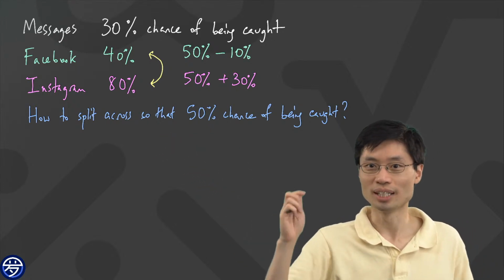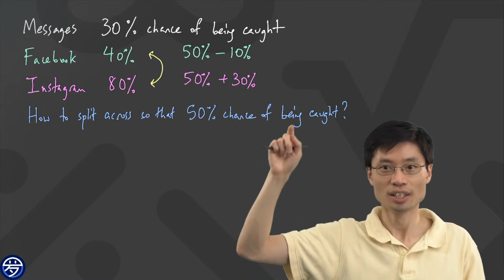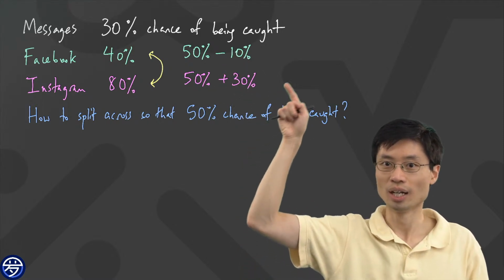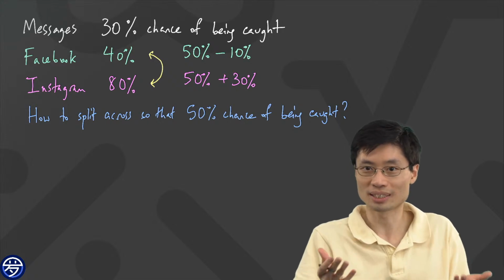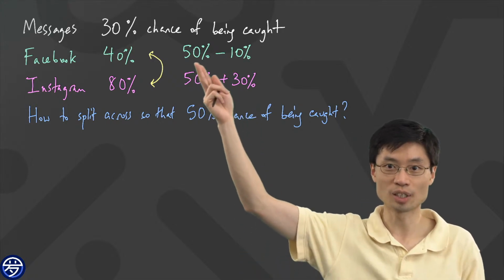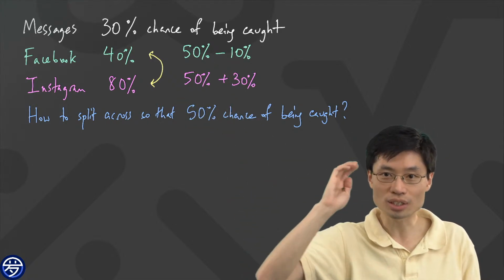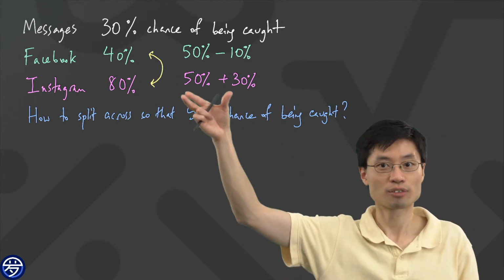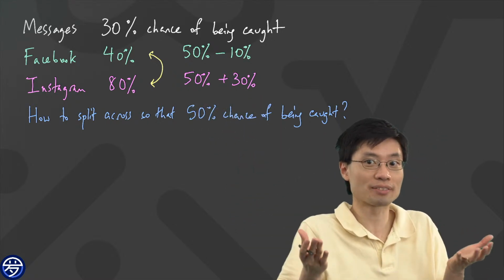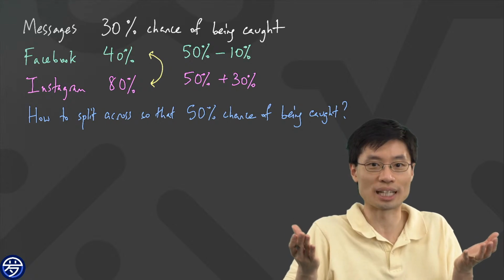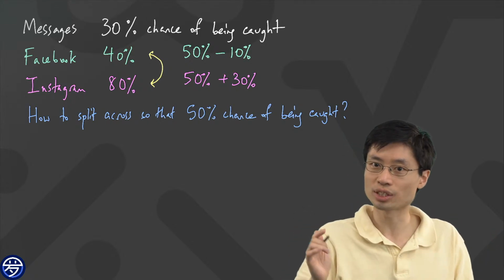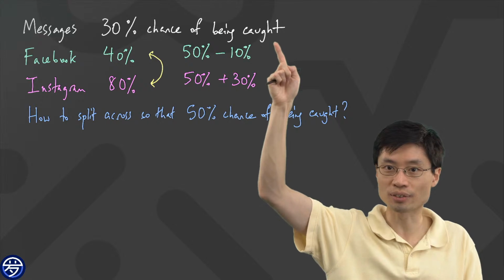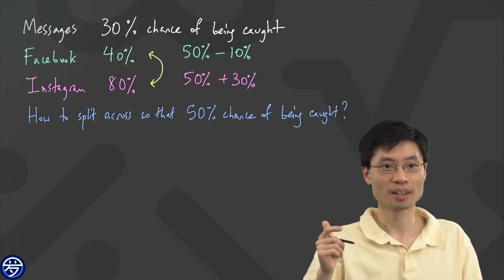So what you do is, if you want these things to balance out, for each Instagram you do, how many Facebooks should you do? Maybe you can see it. The reason I wrote it as 50 minus 10 and 50 plus 30 is so you can just see it. For every Instagram, I'm going to pick up a chance of getting caught of 50% plus 30%. Should I do a 4-to-1 ratio? Should I do 4 of the greens and 1 of the pinks?